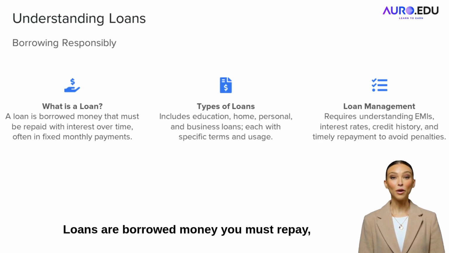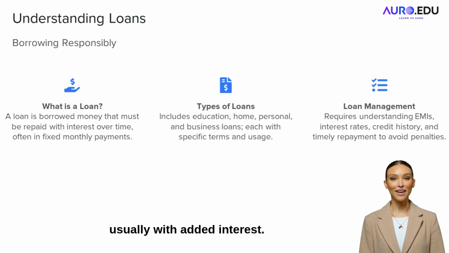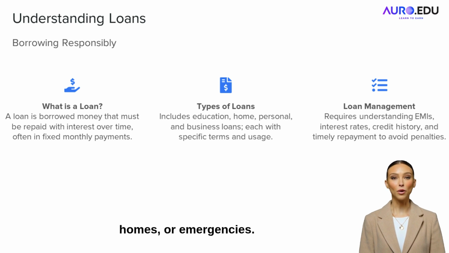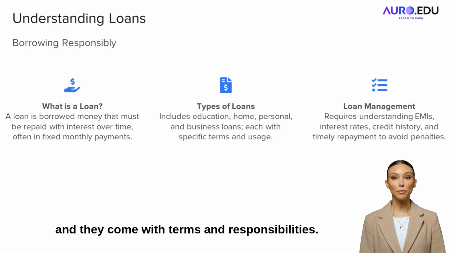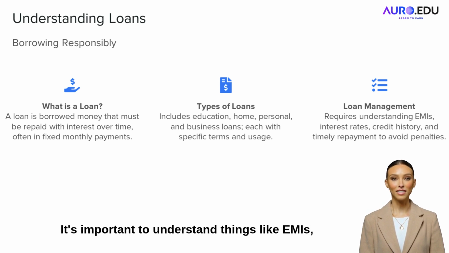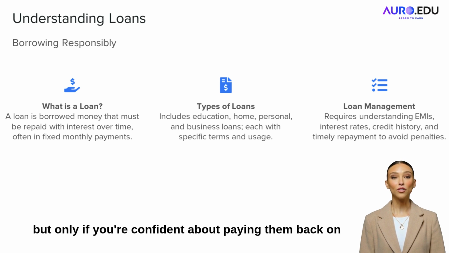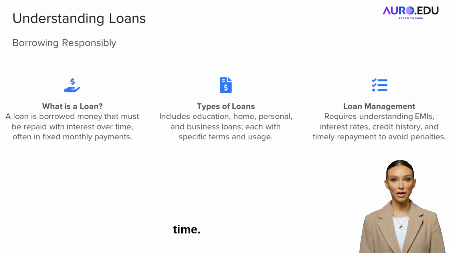Understanding loans. Loans are borrowed money you must repay, usually with added interest. People take loans for things like education, homes, or emergencies. There are different kinds of loans, and they come with terms and responsibilities. It's important to understand things like EMIs, monthly payments, and interest rates. Taking loans is okay, but only if you're confident about paying them back on time.